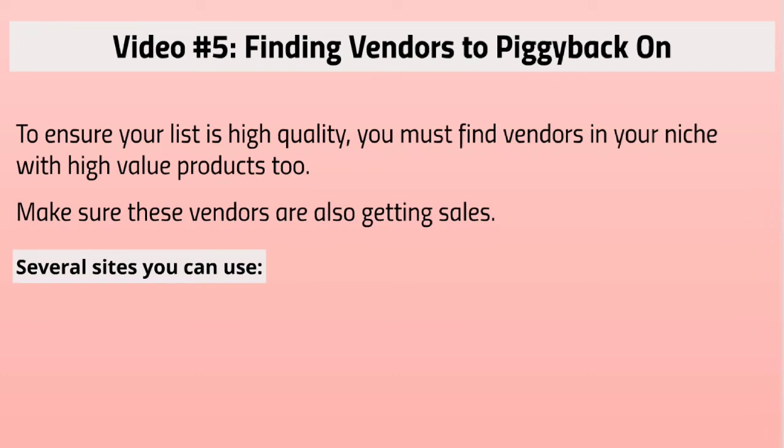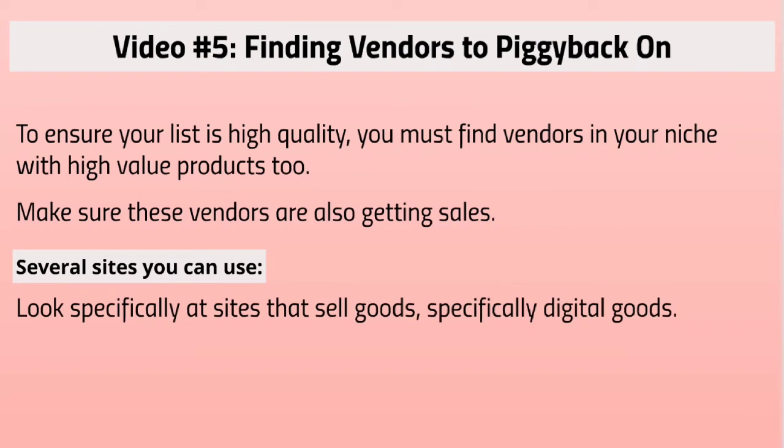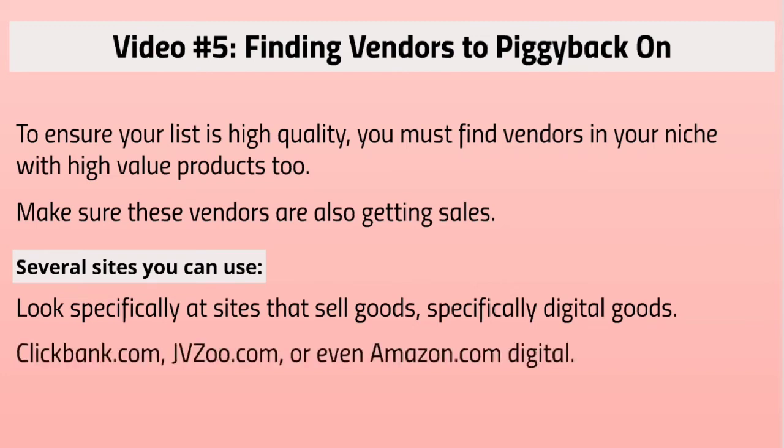There are several sites that you can use to find these vendors. Keeping that in mind, you want to look specifically at sites that sell digital goods, if you are selling a digital book, a digital video course, or something digital or intangible. You could technically look at sites like Amazon.com, but most of those are selling through Amazon and are physical goods. That doesn't mean you can't convert your product into some sort of physical good. You could approach it that way as well. But you could use Amazon.com digital, like Kindle.